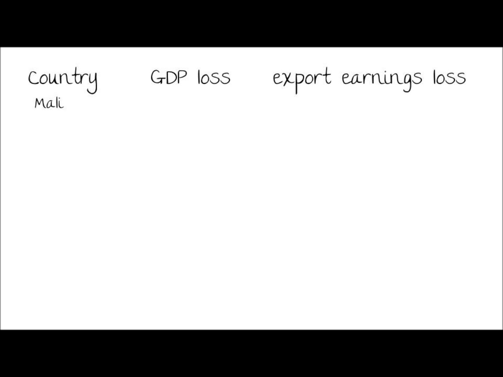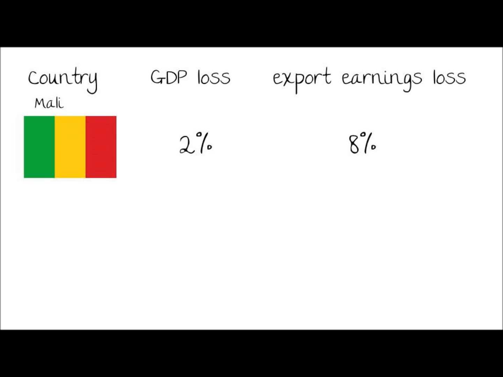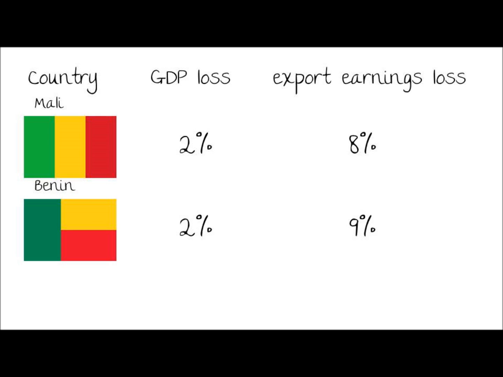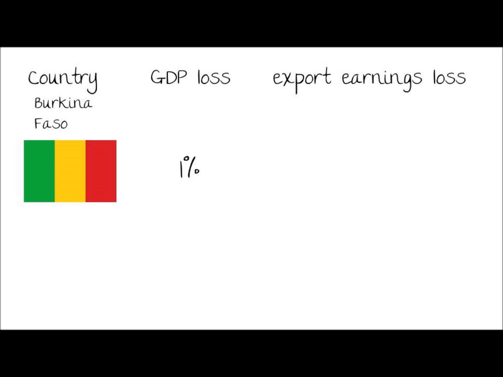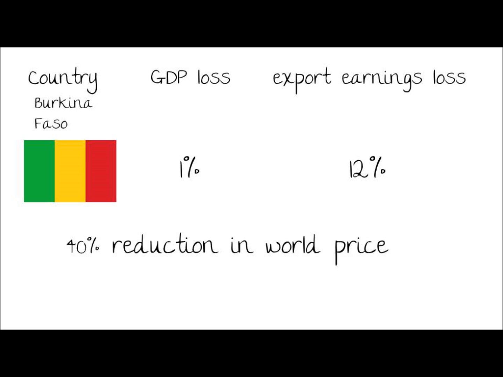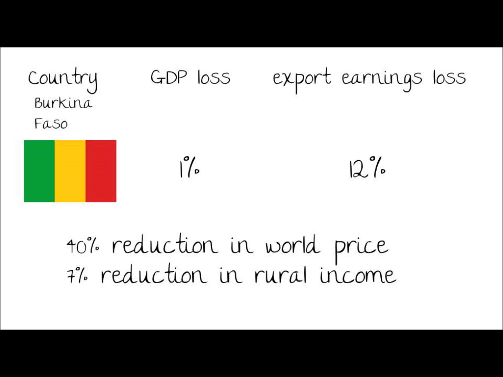For example, Mali lost 2% of their GDP and 8% of their export earnings. Benin also lost 2% of their GDP and 9% of their export earnings. Burkina Faso lost 1% of their GDP and 12% of their export earnings. If there is a 40% reduction in world price, that would imply a 7% reduction in rural income.